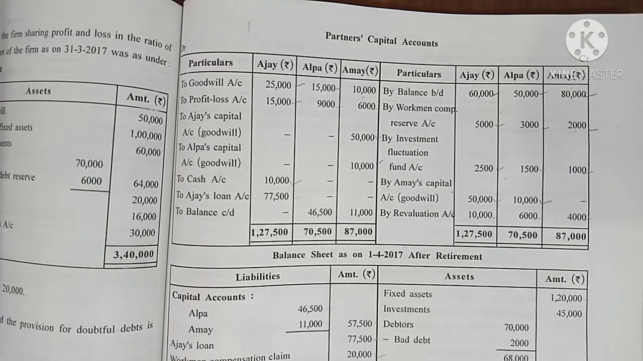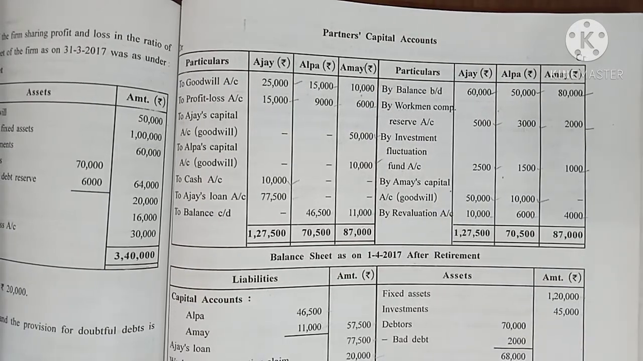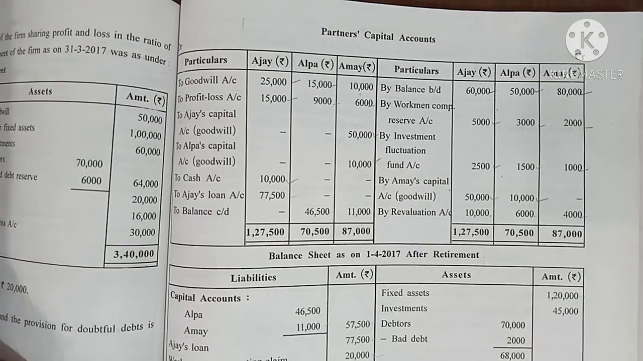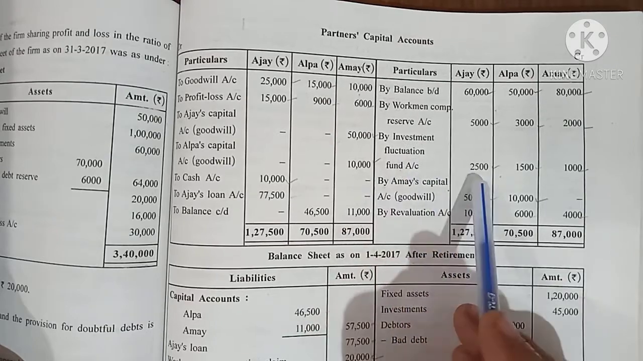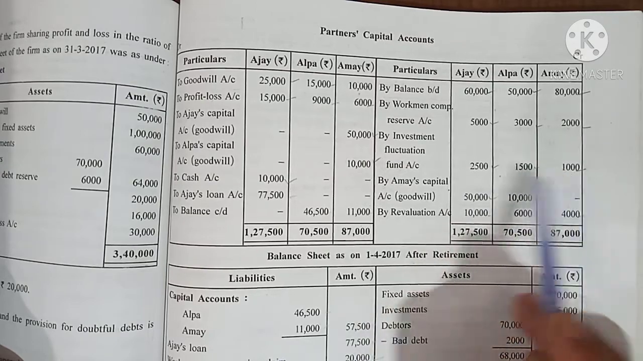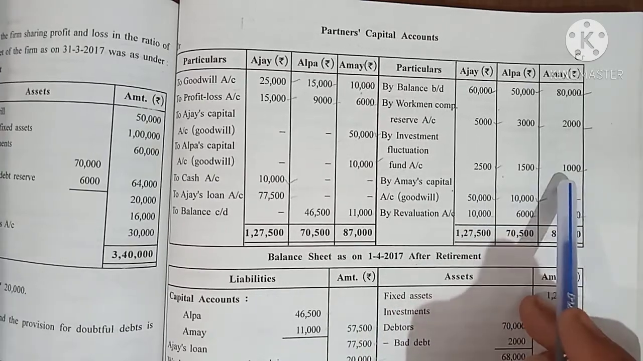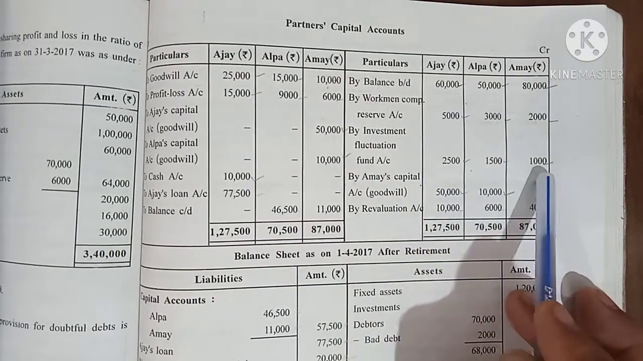Balance sheet first, investment fluctuation fund. Investment, I already explained it here. You are having an investment reserve of 20,000, but you are getting a loss of 15,000. That means still 5,000 is more. So that 5,000 you distribute by investment fluctuation fund, 2,500, 1,500 and 1,000. That is 5:3:2. Do you understand? Because you have the reserve 20,000 and you are getting the loss of 15,000, so obviously 5,000 more you are distributing.